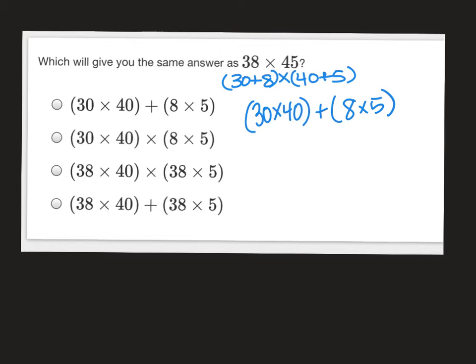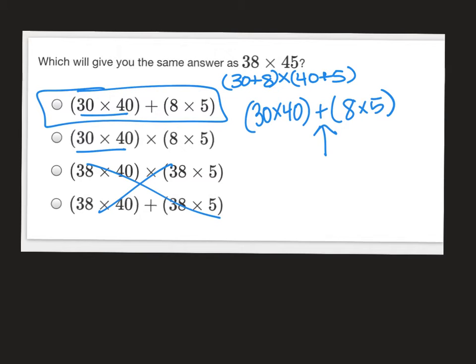And so you look down your answer choices and you say, okay, 30 times 40, I see that here. It's not going to be these last two right here, but we got to understand, when we break this up, we're going to say the 30 times 40 and then plus the 8 times 5. So here's your answer right here.